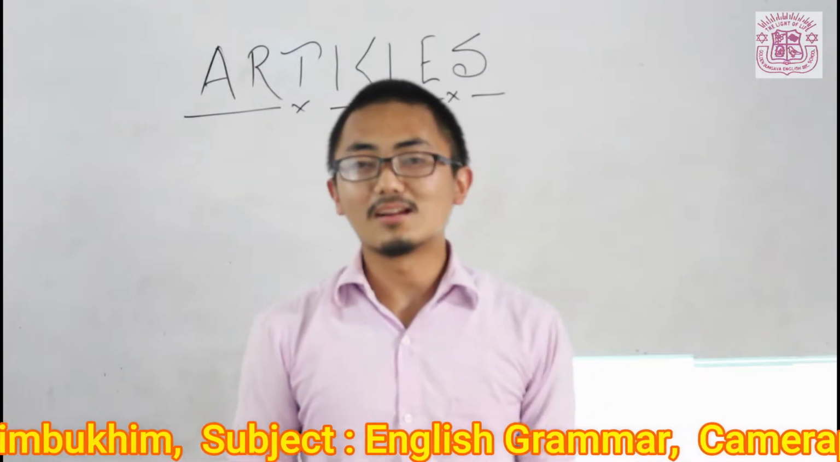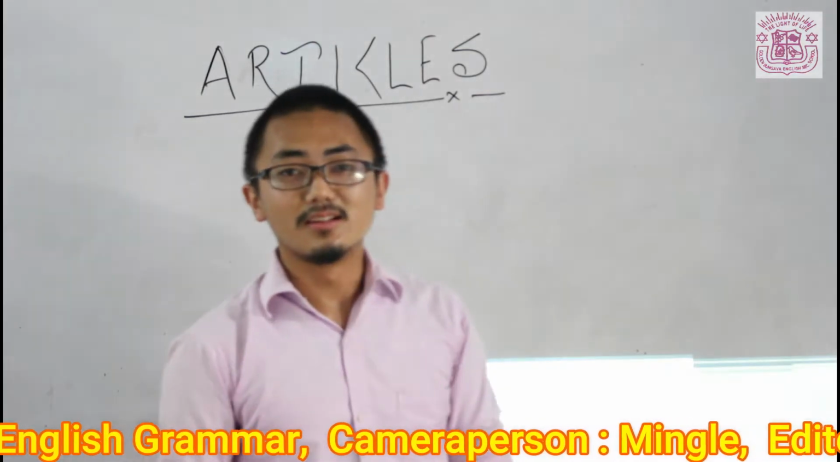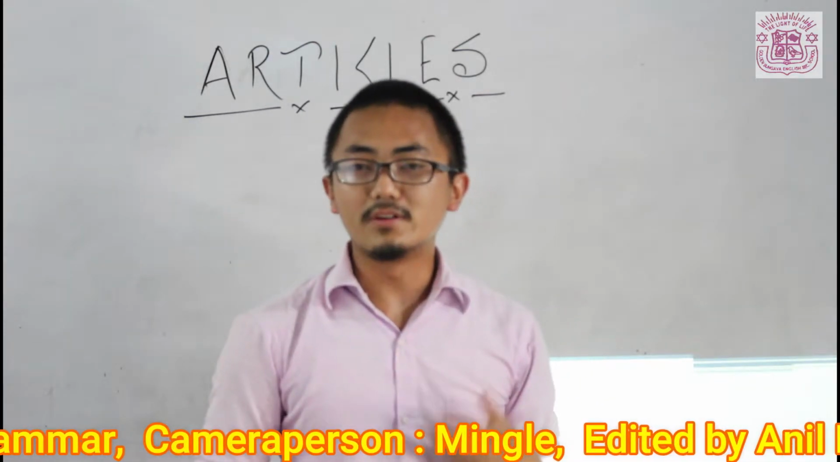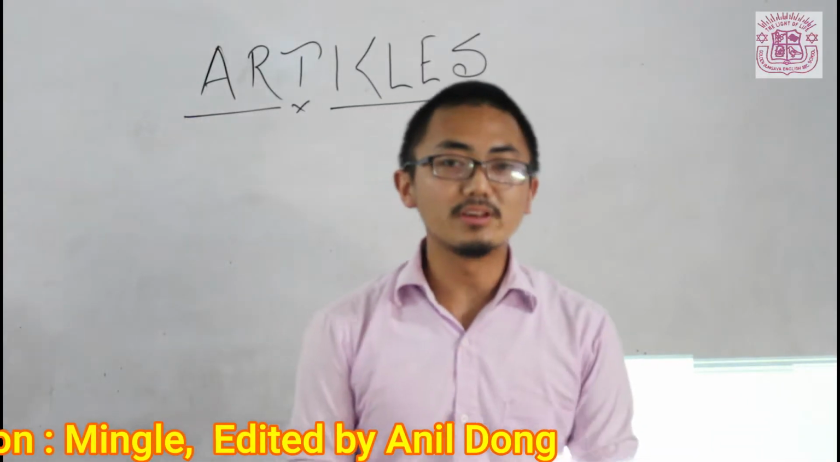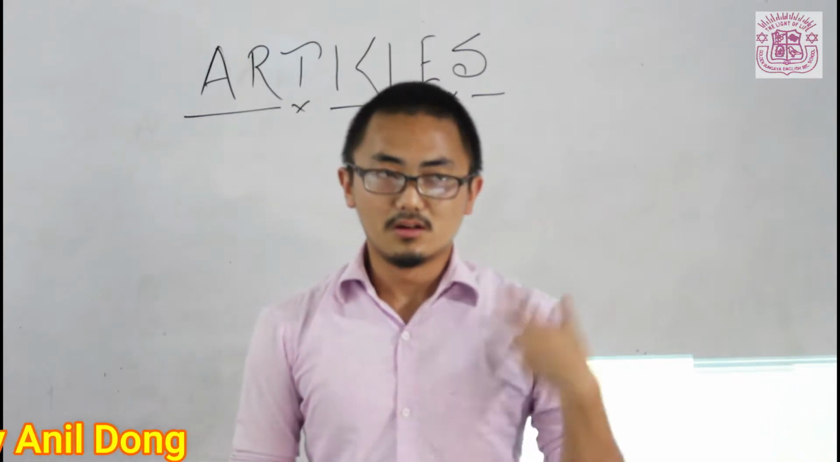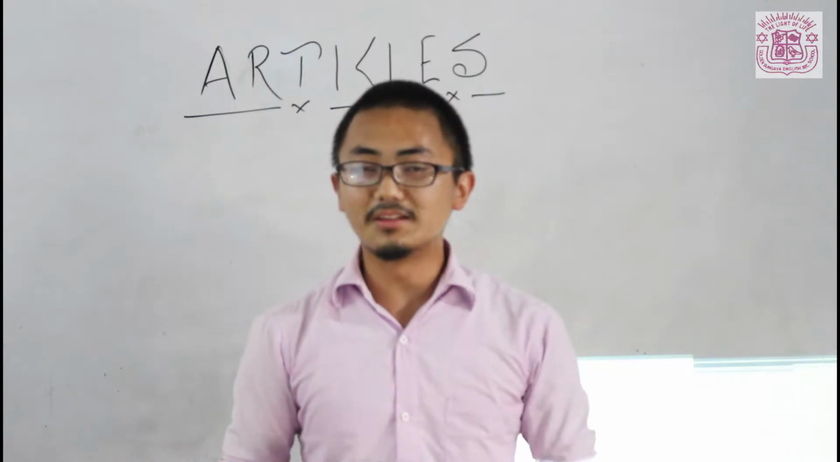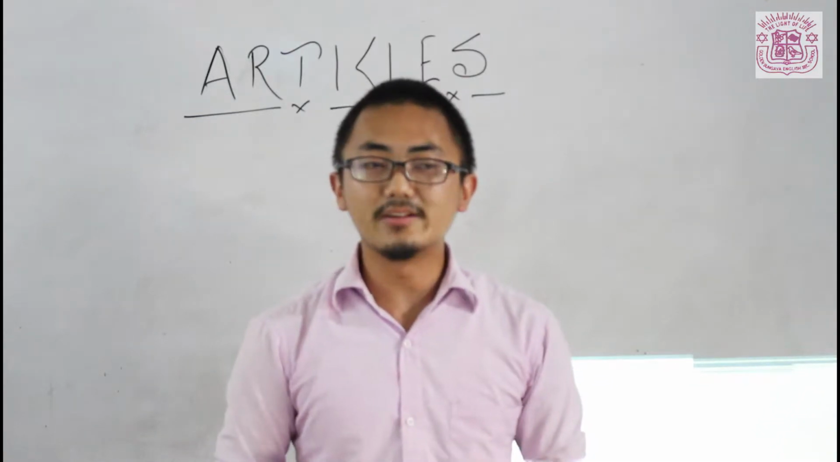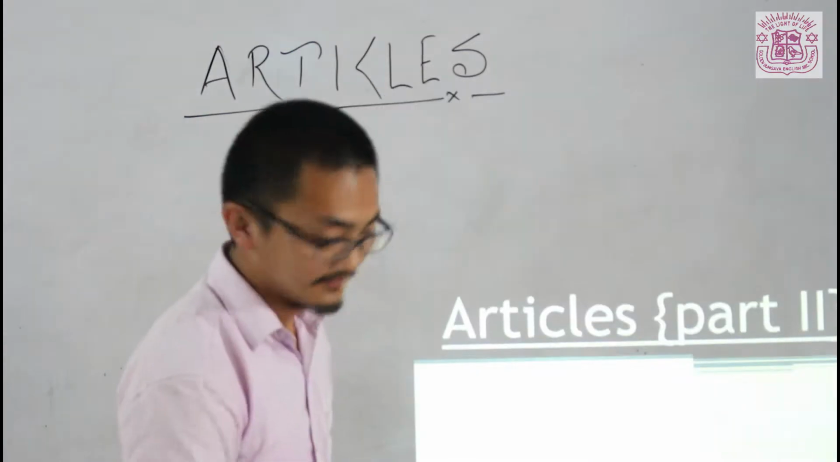So in our last video we learned about part 1 of this article, that means the use of definite and indefinite articles. Now today we are going to read about the second part of article, and that is about omission of articles. That means we are going to read the conditions in which we are not using any kind of articles. So students, are you ready for this?